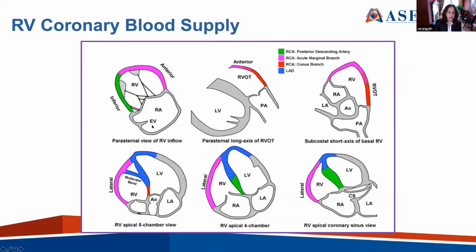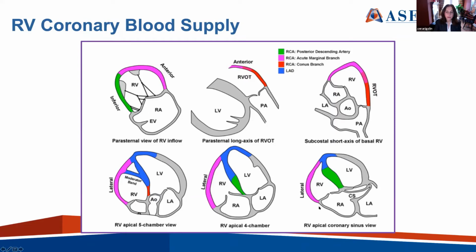So if we look at the RV inflow view, the inferior portion of the right ventricle is supplied by the right coronary artery, whereas the anterior portion is supplied by the RCA acute marginal branch. And then you see here in the RV outflow tract that the acute marginal branch and the conus branch supply those areas.